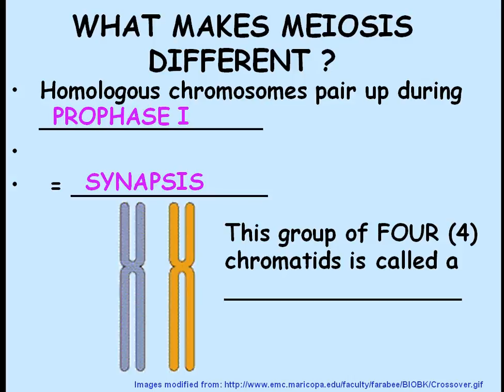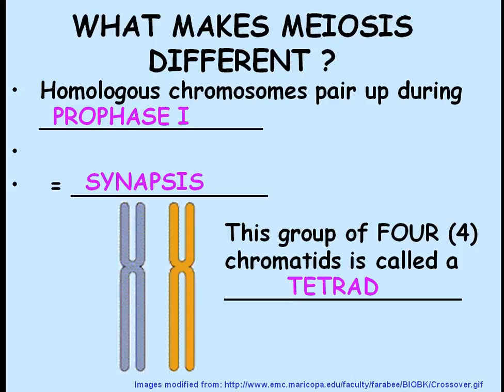So now we have 4 chromatids. If you can look at this picture, we have homologous chromosomes, right? So here's one chromosome, here's another chromosome. And for each chromosome, we have our sister chromatids, right? And these sister chromatids are exactly the same in one chromosome. And in this chromosome, these sister chromatids are exactly the same. So we have 1 chromatid, 2 chromatids, 3 chromatids, 4 chromatids. And this group of 4 chromatids is what we call a tetrad.